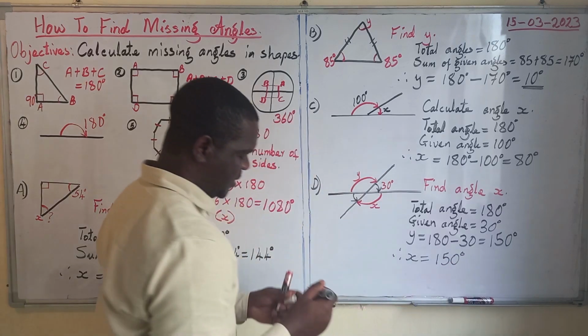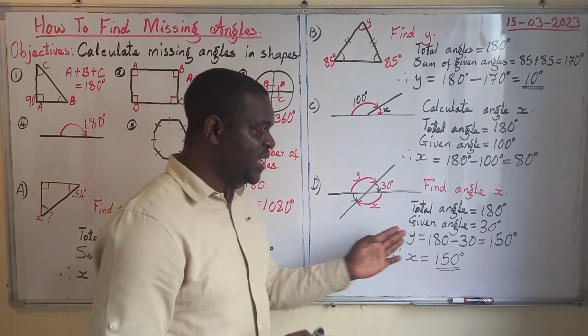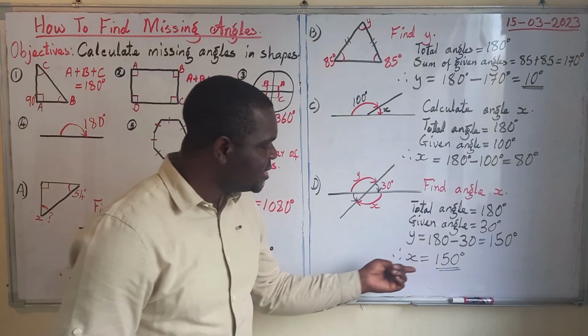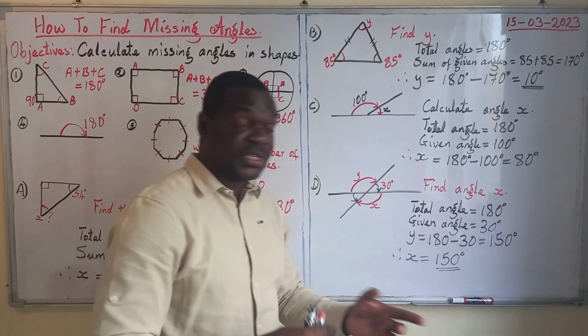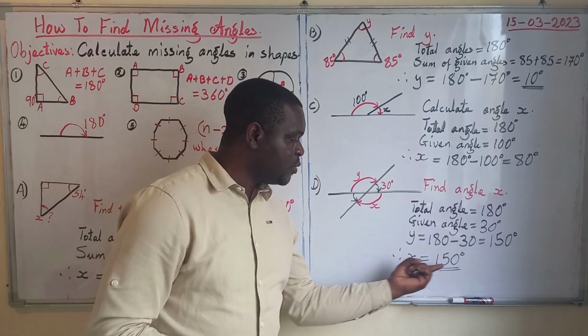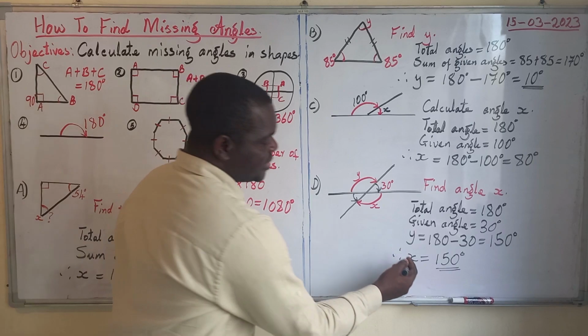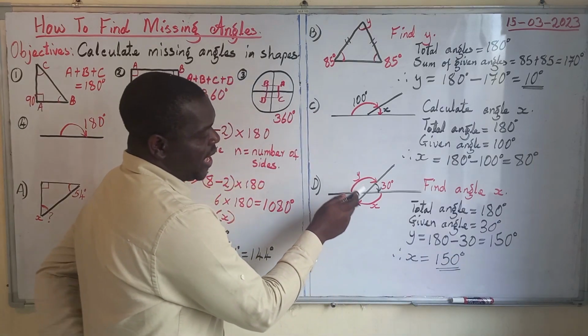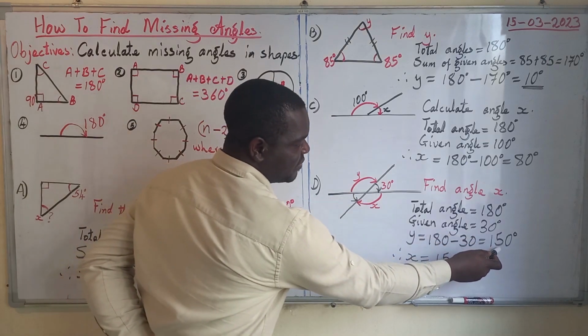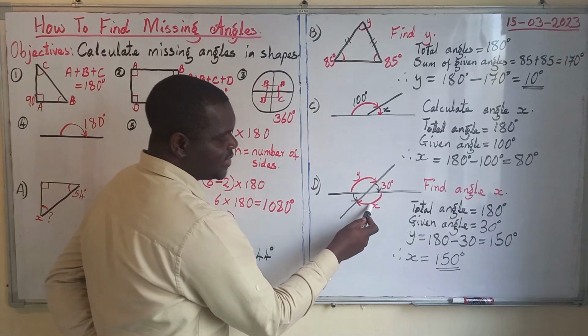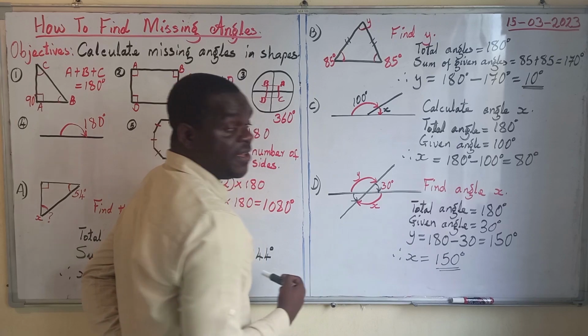Therefore, X will be equal to 150 degrees. Let me just explain again for the last time. Why is X and Y the same? Y is 150. Automatically, X is equal to 150. X is 150 because X is opposite to Y, and Y is 150. Therefore, X should be 150.